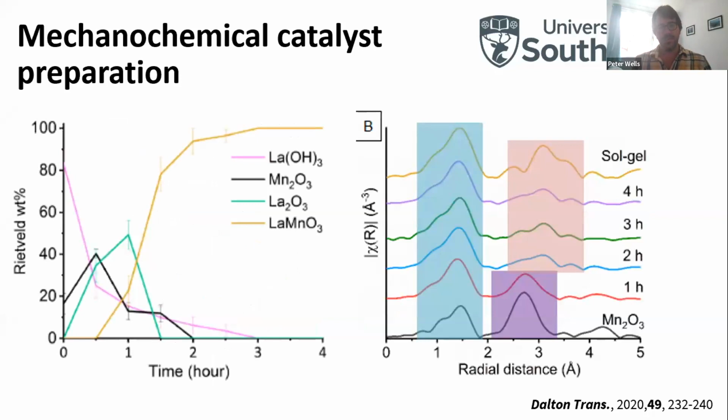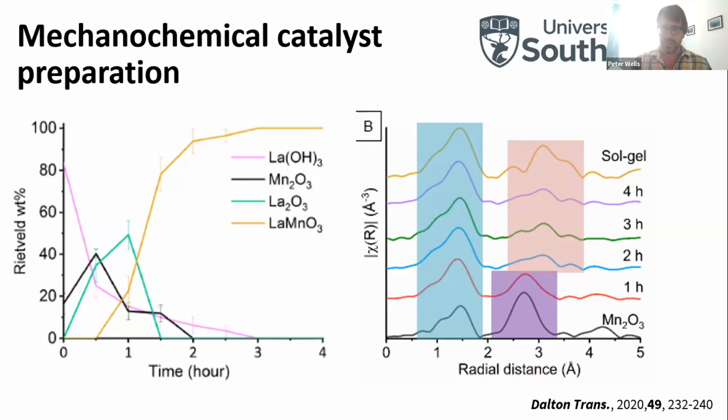And so on this slide here, what we have are two bits of data. We have the XRD composition analysis as a function of time of milling, and also the X-ray absorption data as a function of time of milling. And in terms of what was being milled, Rachel was starting with pure phase oxides, so manganese oxide and lanthanum oxide.